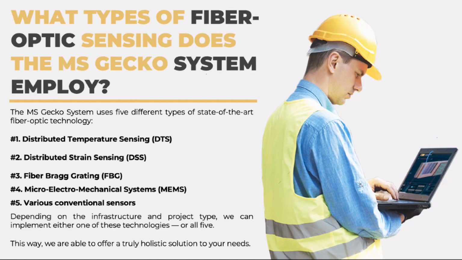One would be distributed temperature sensing, or DTS, the distributed strain sensing, or DSS, and then fiber grating technology, which is a point-based fiber optic sensing technology. And then number four would be microelectromechanical systems, or MEMS, and some conventional analog sensors, which probably a lot of people should know. Those would be various conventional sensors that everybody is using. All right, so let's move to the next slide.